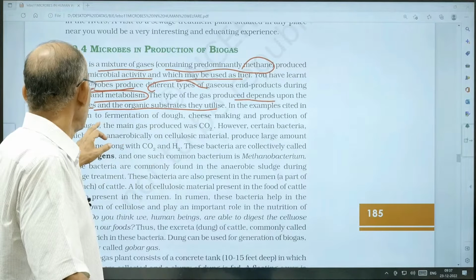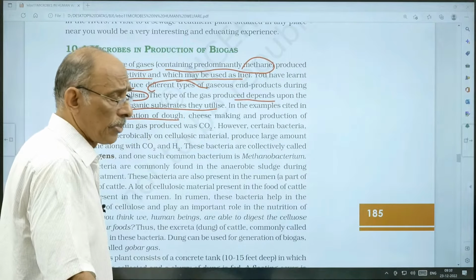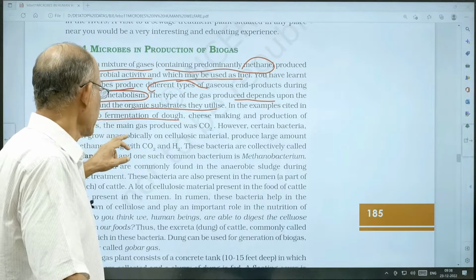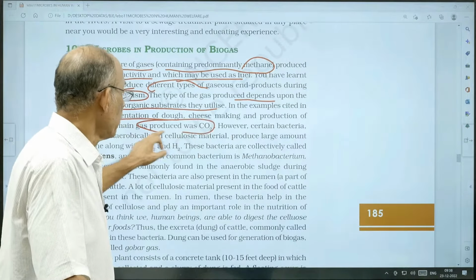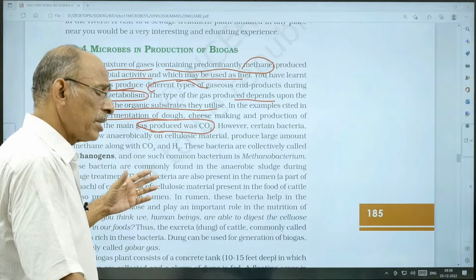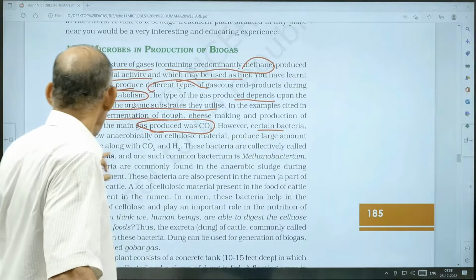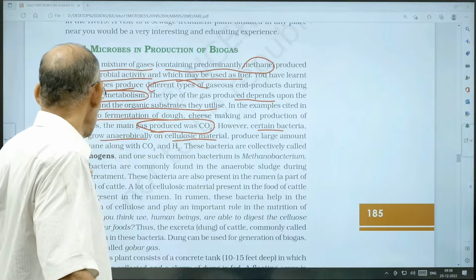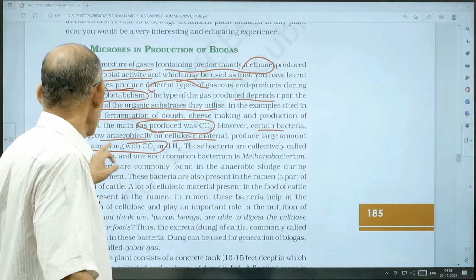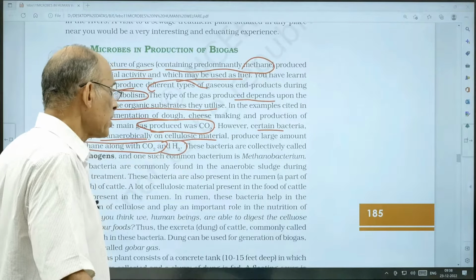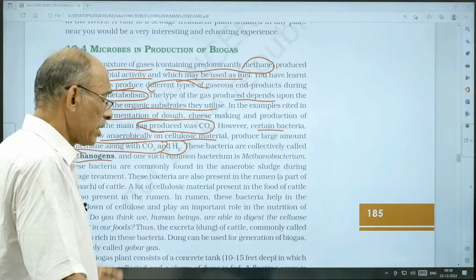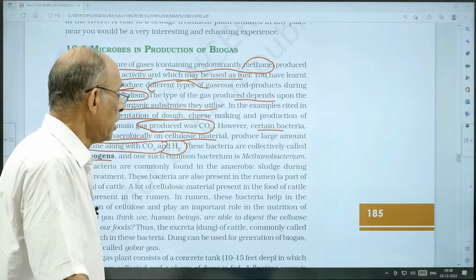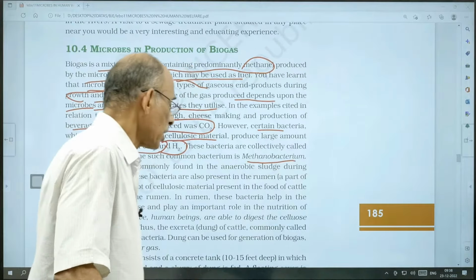For example, in the fermentation of dough, cheese, and alcoholic beverages, the gas produced is carbon dioxide. But there are certain bacteria which grow anaerobically on cellulosic material and produce large amounts of methane, carbon dioxide, and hydrogen. Such bacteria are known as methanogens, meaning bacteria which produce methane. Methanobacterium is a typical example.